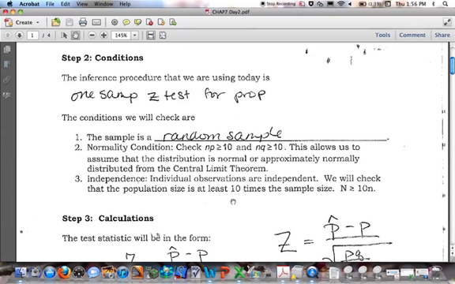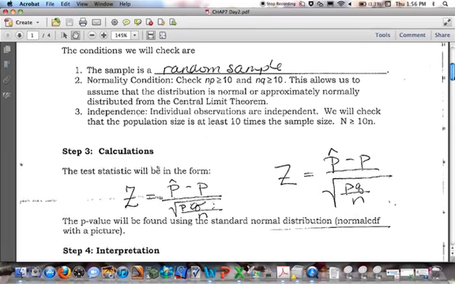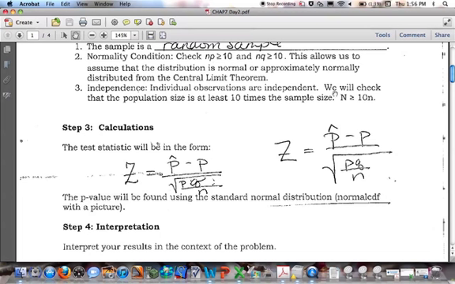And then the independence condition, so we're still going to check that n is greater than, this should be 0.10 of n. I'm not sure if it showed up very good there. Actually, I wrote it different last year. I think I changed it on the notes that I gave you. So the lowercase n is less than or equal to 0.10 of bigger N.